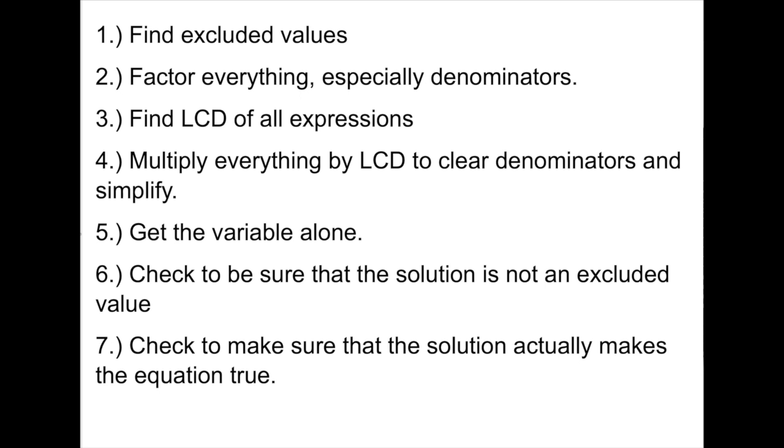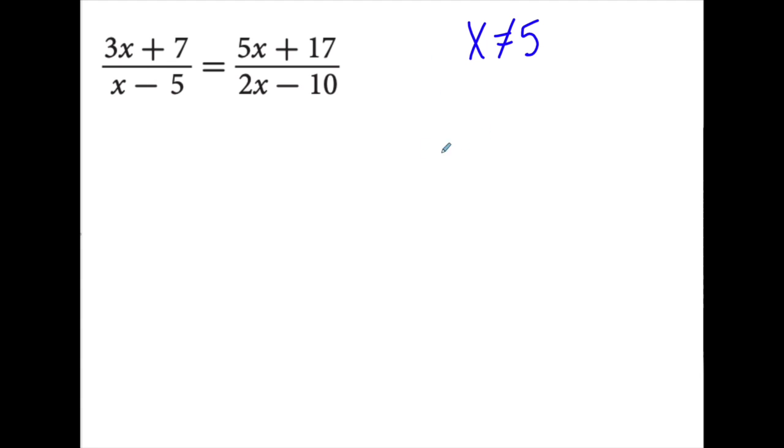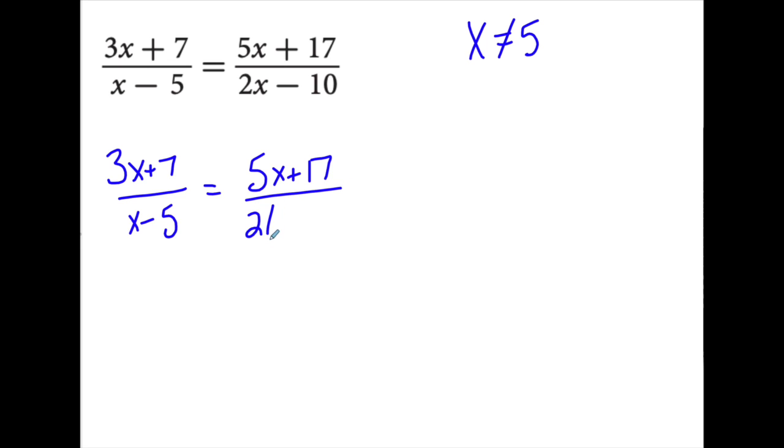That step's done. Now we're going to factor everything we can, especially the denominators. The only thing that's factorable here is the denominator on the right hand side of the equation. So we'll set that up, factor out the 2. Okay. Step 3, find the least common denominator of all the expressions. So here, the least common denominator is x - 5, because that's the smallest thing, with the smallest degree, that I can multiply that's a factor of the left and the right denominator.